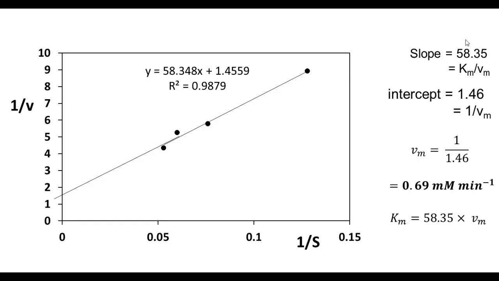Km happens to be 58.35 into Vm. Km by Vm is 58.35. Therefore, Km is 58.35 into Vm. That turns out to be 58.35 into 0.69, or 40.26 millimolar. Okay, so these are the Michaelis-Menten parameters: Vm, which is 0.69 millimole per minute, and Km, which is 40.26.